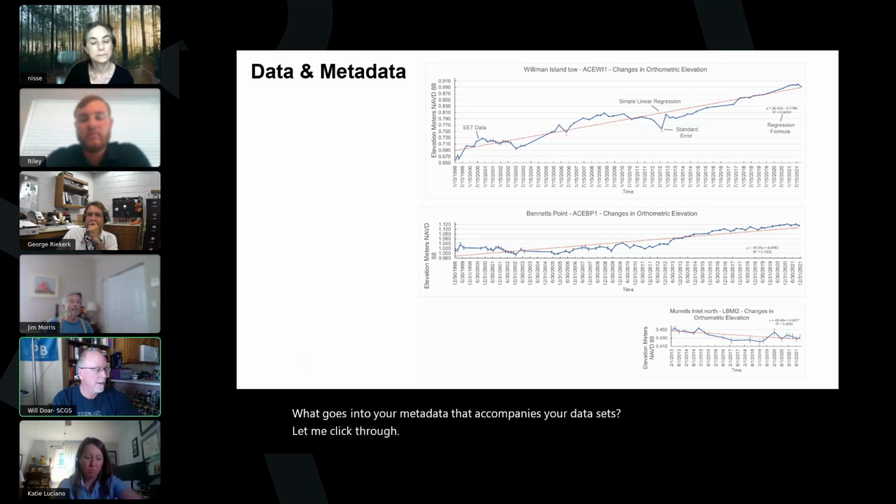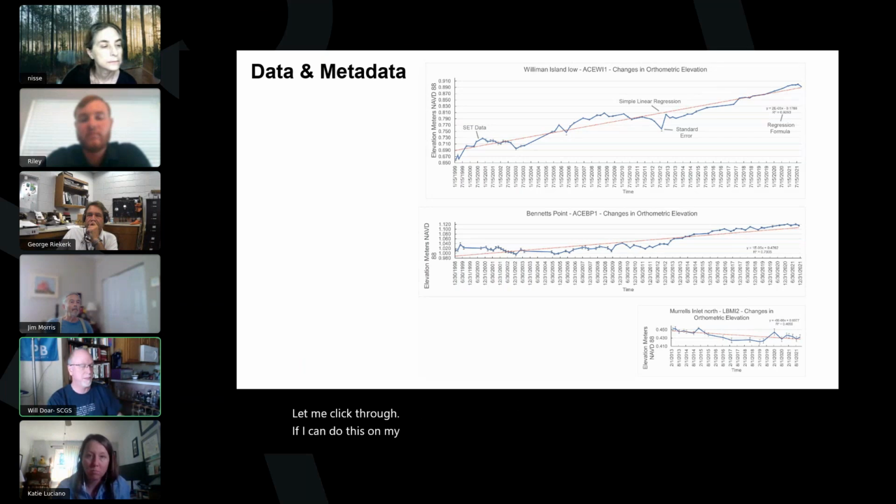Let me click through what I have real quick, see if I can do this on my machine to figure out where I need to go next. That's not good. All right. So Katie had the graph up with our station sites, times, averages on it. Katie, can you go back to that?